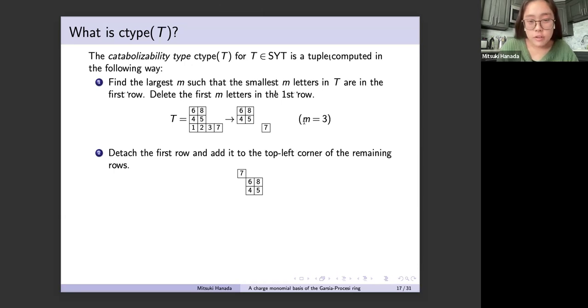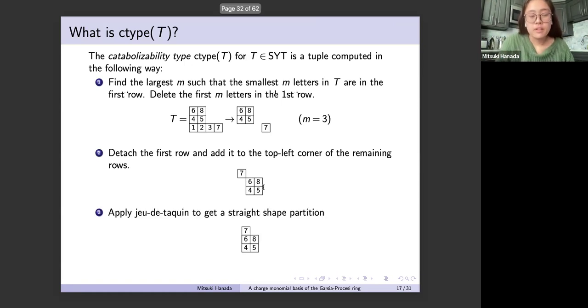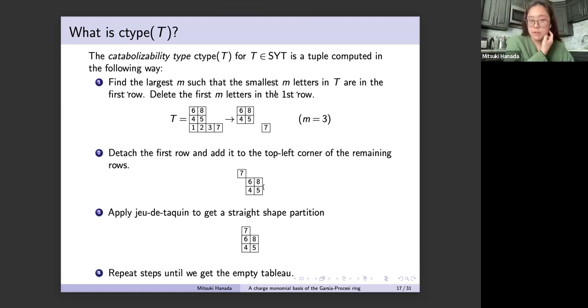Now we detach that first row and add it to the top left corner of the remaining rows. So now we should have a shape that's like a partition shape and then some leftover of our first row. We swing that first row up to the top left corner to get a different skew shape. So here we take our 7, which is in our first row, we attach it here, and we leave this block unchanged. And then finally, you do the rectification to get a straight shape. So you just push your boxes in, push the empty boxes out until we get a partition shape again. And then you just repeat this process until we get an empty tableau.